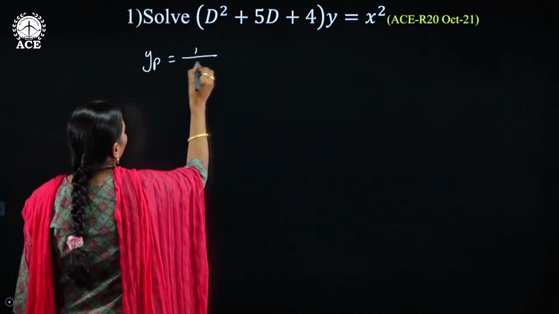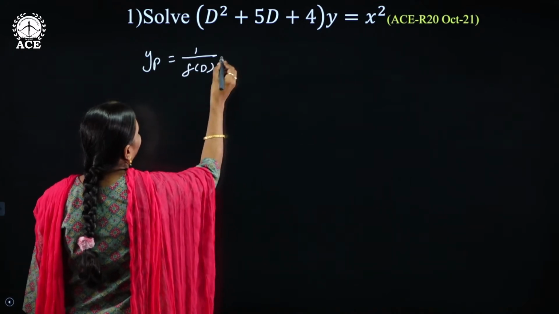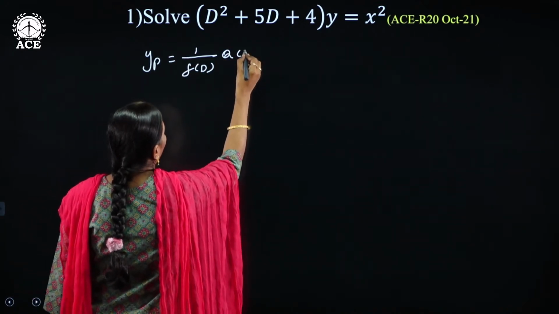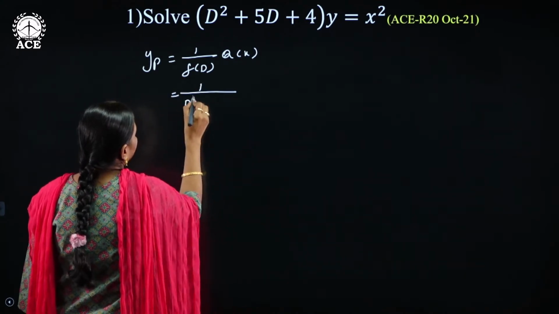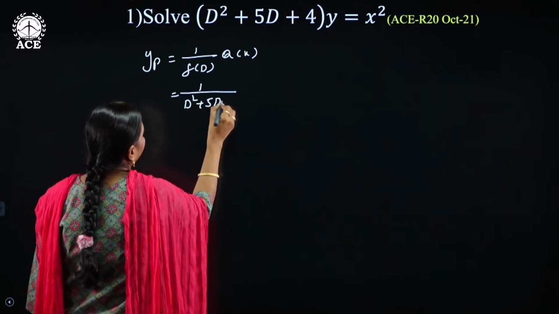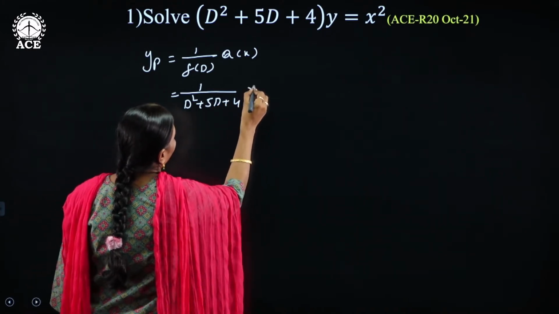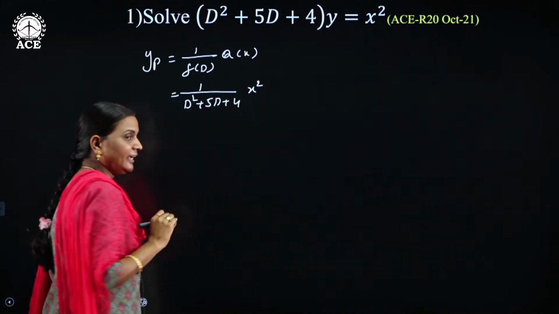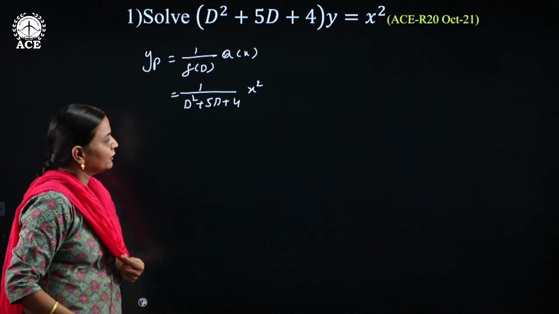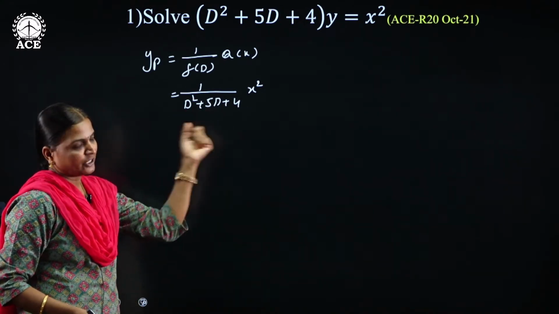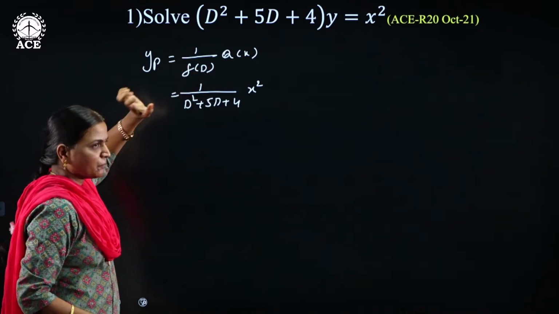Yp is equal to, first write the definition, 1 by f of D into Q of x. What is the f of D here? 1 by D square plus 5D plus 4 into Q of x is equal to x square. In the first two methods there is substitution, but in the third method there is reduction. So here, what is the procedure?